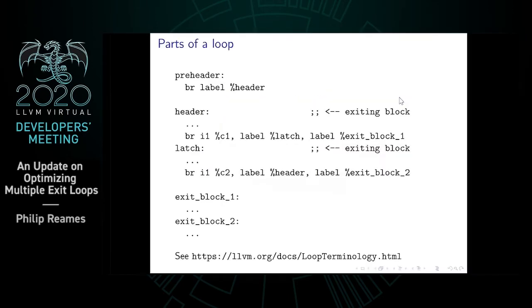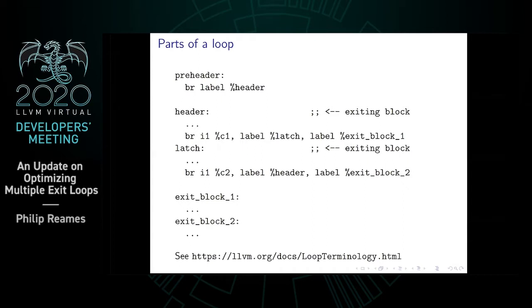Just to give a little bit of terminology so everybody's on the same page, if you're not super familiar with LLVM's loop terminology, a loop in LLVM is a cycle in the CFG that has a single basic block which dominates all of the other blocks from the loop. This is a key point. In particular, there may be cycles in the CFG that are not loops in LLVM's terminology.